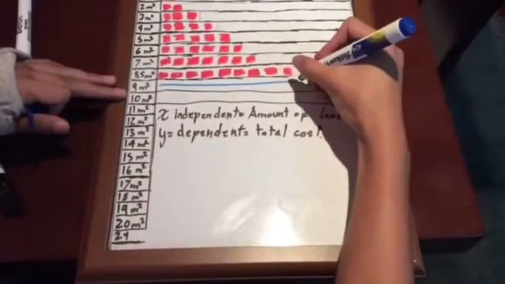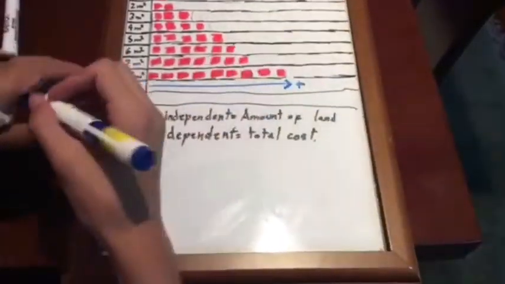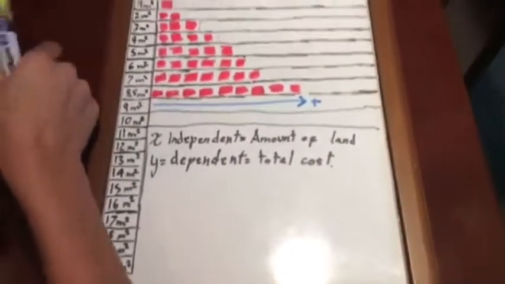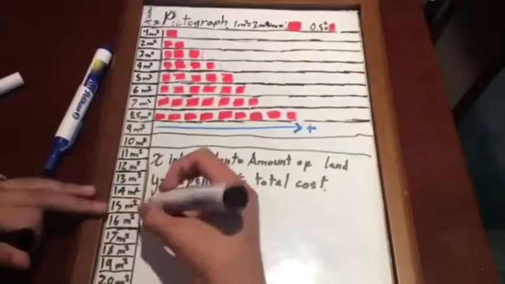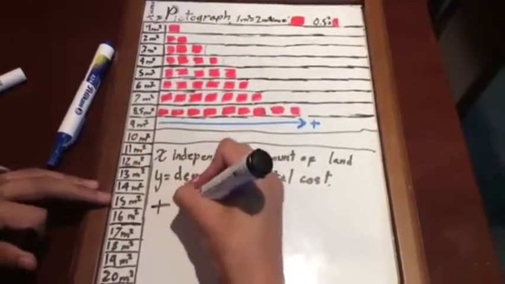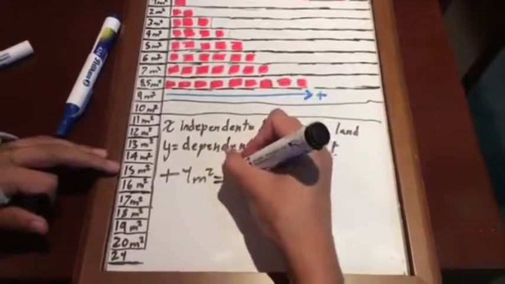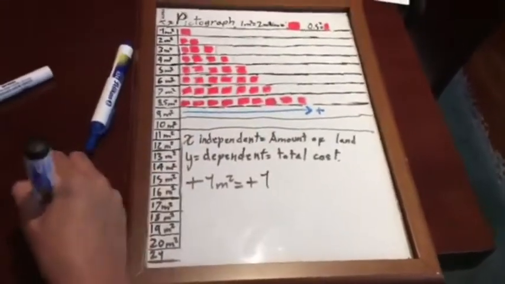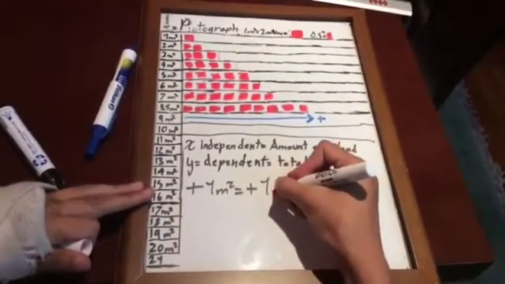And in this pictograph there is a relationship. If you see, every time the meters squared advance by 1 unit, the same happens with the amount of money.